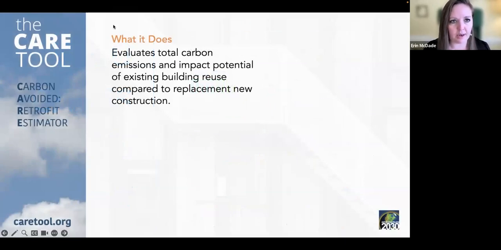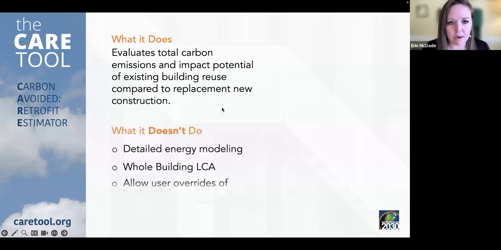So, a quick dialogue about what the CARE tool does, a little bit about what it doesn't do and who it's for, and then we'll dive into looking at it. The high-level goal for the CARE tool is to be a very early design tool, even a pre-design tool, that evaluates the total carbon emissions and impact potential of existing building reuse compared to replacing it with new construction. So when you're at the phase in the conversation, like Larry's colleague in the UC system, where they were saying, do we even need to build new, or should we retrofit? This is when you want to be using the CARE tool.